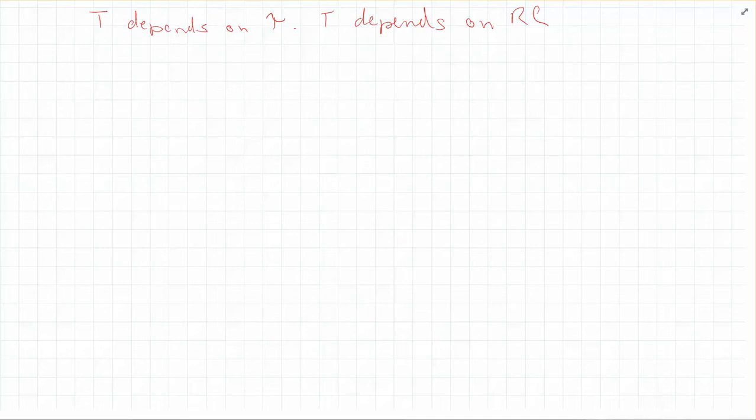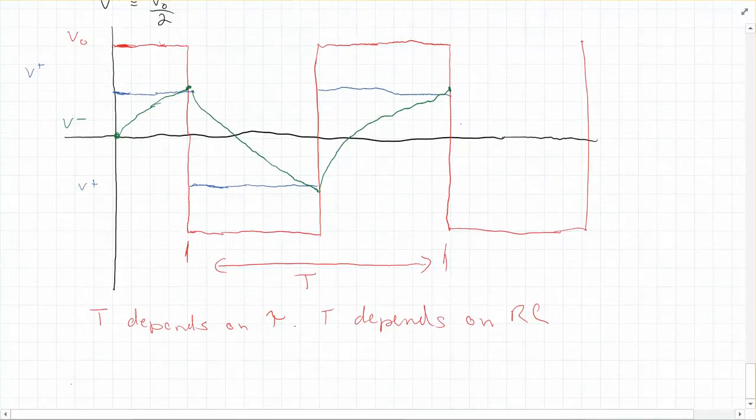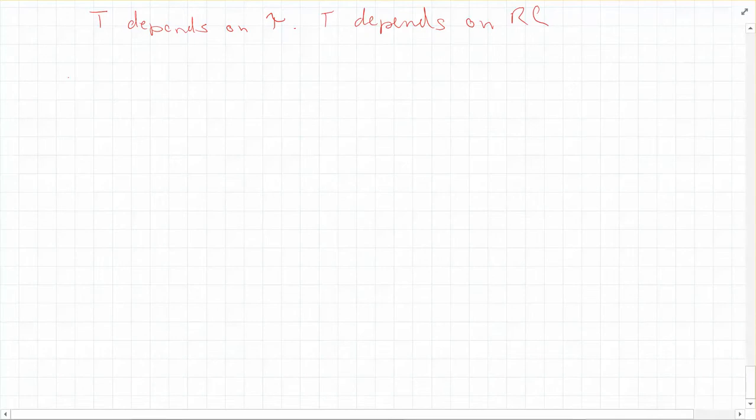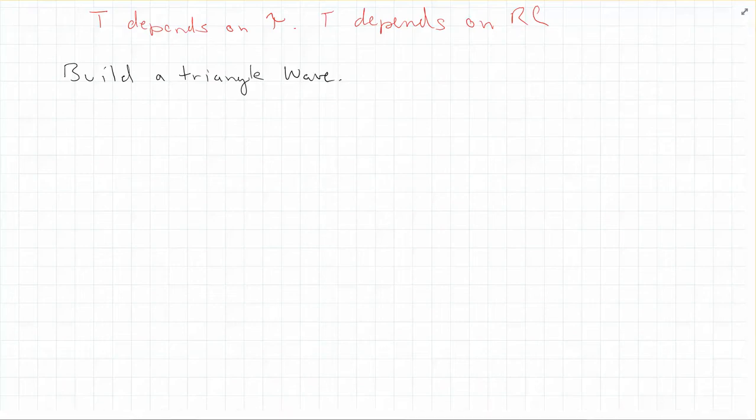Okay, so just to refresh where we're at, we got this nice little square wave. So now we need to build a triangle wave. We're just going to build a triangle wave here. And this is actually something we already do know how to do, based off of what we had discussed in the videos on Wednesday. So if I have a square wave, let me just redraw my square wave.